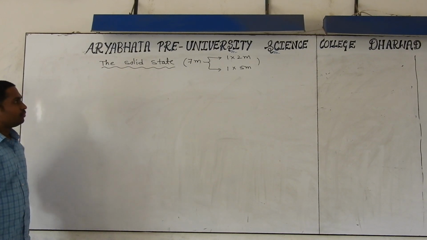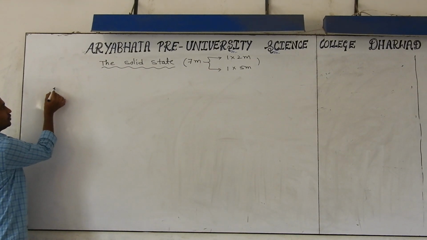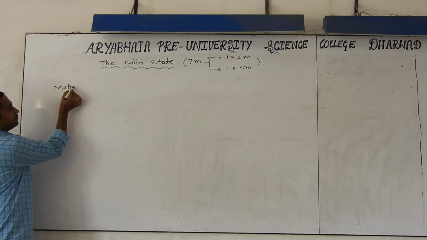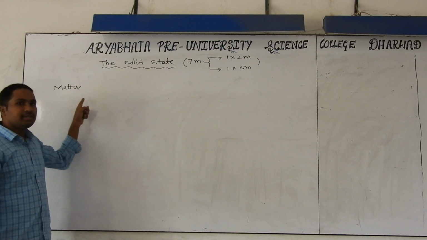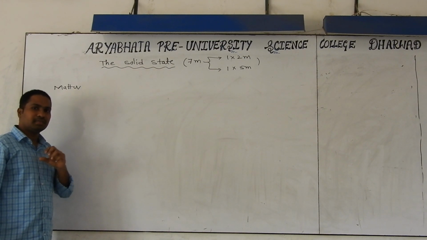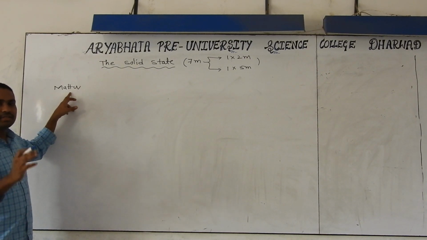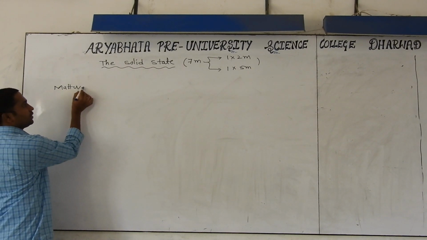So first of all, we will discuss some important things regarding solid state. First of all, what is the meaning of matter? Do you know matter? We learned it in first year. Matter means anything which has mass and occupies space is called matter.